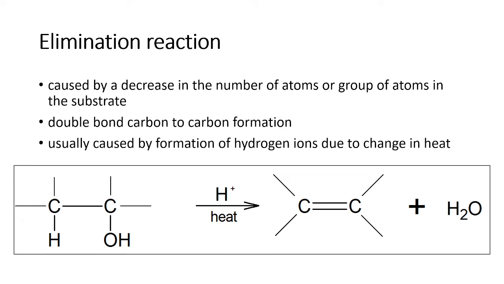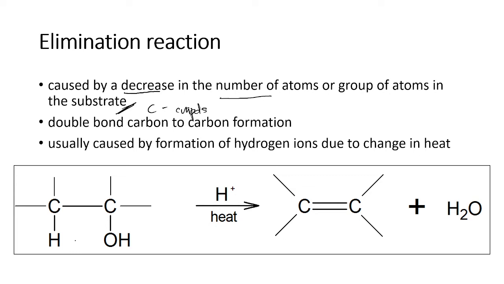So meaning substrate, there is less or a decrease in number of atoms. By substrate, we mean carbon compounds. Okay? So in that, double bond carbon to carbon formation yung nagiging product natin. And it is usually caused by the formation of hydrogen ions due to heat change. Meaning to say, if we are to introduce hydrogen ions and heat, we will form what we call here double bonding.